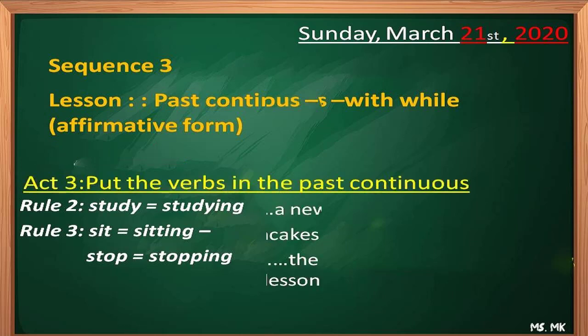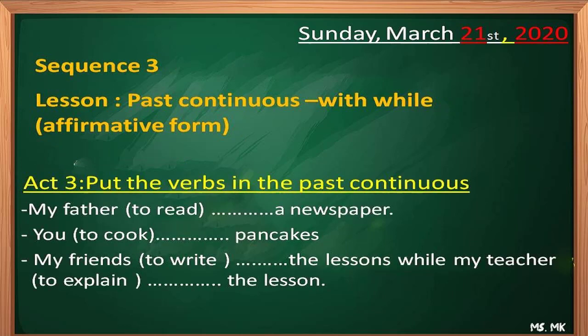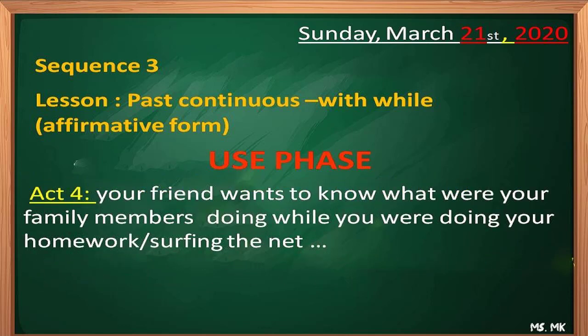And then we move to the third activity, my father to read a newspaper. Here I'm going to put the verbs in the past continuous tense. And the last activity, my friend to be, of course, you have the freedom to provide your pupils with the activity you wish. Here I am in the use phase. So here your friend wants to know about what your family members were doing while you were doing your homework, while you were surfing the net, while you were watching TV, I don't know. Just have to provide you with some sentences using while, but here I try to put it in context and then you're free to present the context you wish.